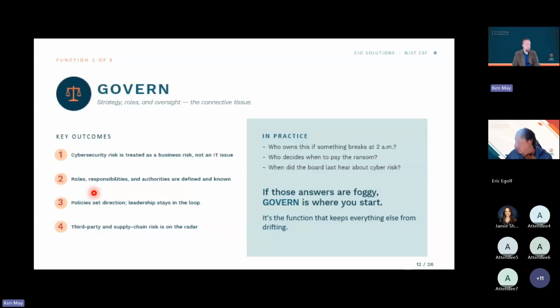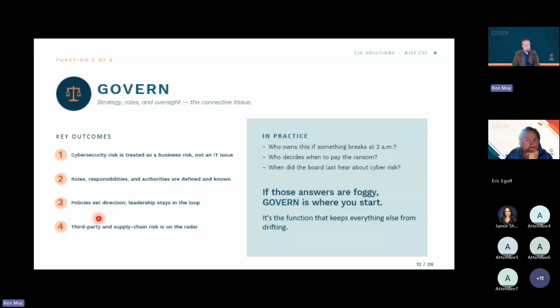We want to make sure that all the different roles, the responsibilities, and the authorities that are handling cybersecurity and IT are defined, documented, known. Because if multiple people share responsibilities or no people have responsibilities, then nobody's responsible, right?